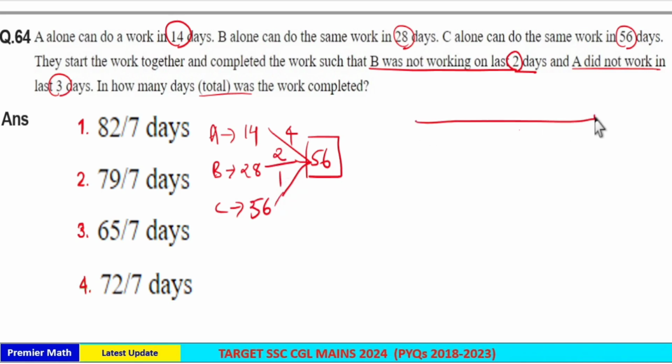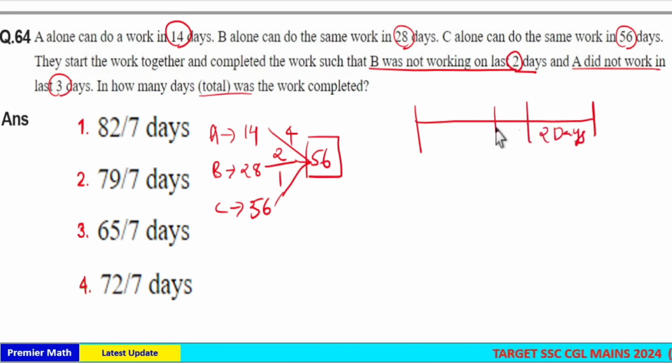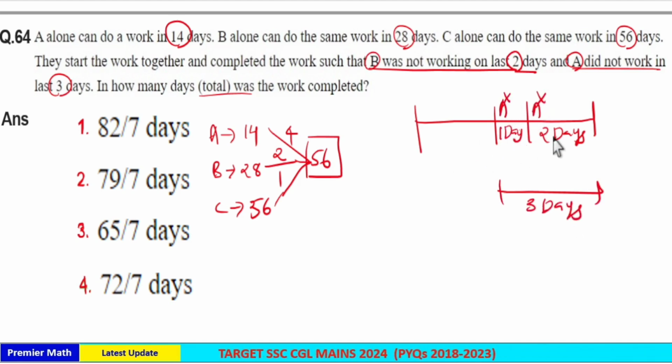Here C alone worked for all the days because B was not working on the last 2 days. So for the last 2 days B was not working and A did not work in the last 3 days. A did not work for the last 3 days and in the last 2 days B did not work, which means in the last 2 days C only worked. C can complete 1 unit in 1 day, which means in 2 days C completed 2 units.